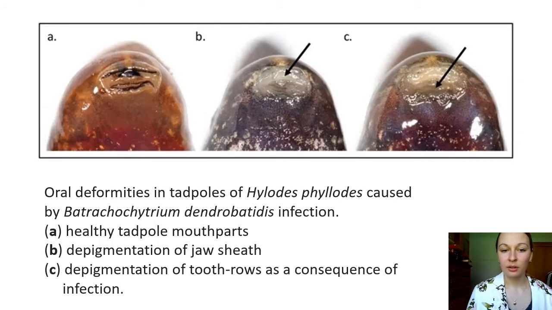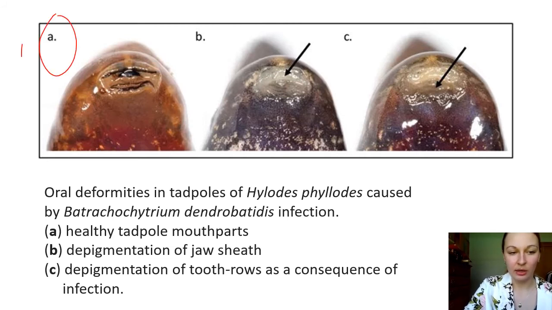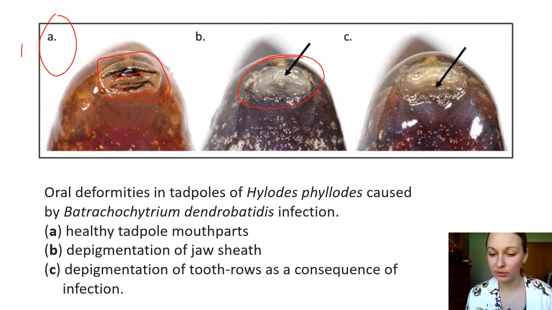So these are two images of deformities. This first one, A, is a normal, healthy tadpole. So you can see the jaw sheath here and the tooth rows there and there. In B, this shows depigmentation, so it is white because there's no pigment. And here there's also depigmentation, and then the tooth rows are deformed and also depigmented.